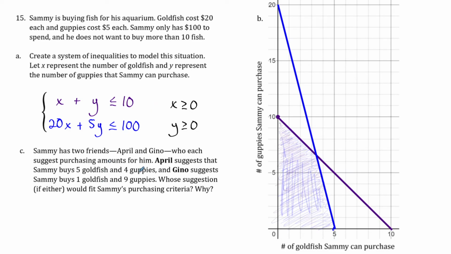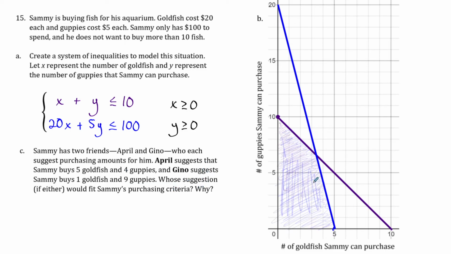Okay, first off, they both fit Sammy's purchasing criteria when it comes to number of fish. April's suggestion is 9 fish, and Gino's suggests 10 fish. And both of them are within the amount, the 10. He never spent more than 10. So both of them are correct so far. Do any of them exceed $100? You could plug them in and figure it out, but you can also check on the graph.